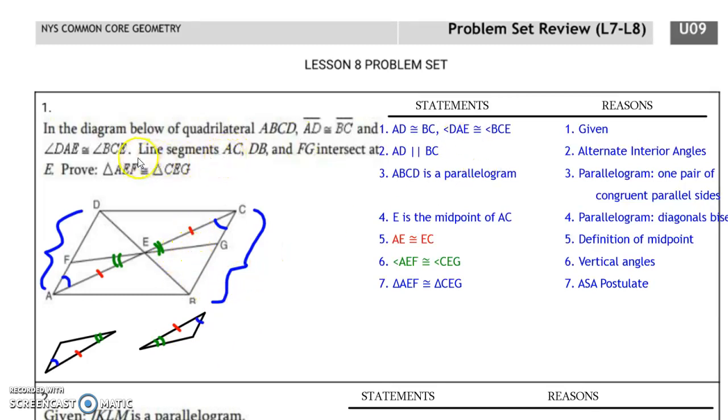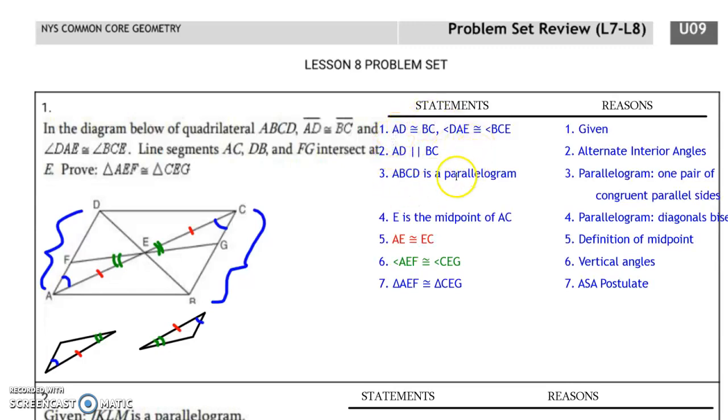Reason number 1, we're given that DAE is congruent to BCE. So those are those blue marks. Reason number 2, as soon as we prove that this is a parallelogram, we can use the diagonals bisect each other idea to say that AE is congruent to CE. Reason number 3, I know that these green markings are here because of these 2 angles being vertical angles. So angle side angle is my objective.